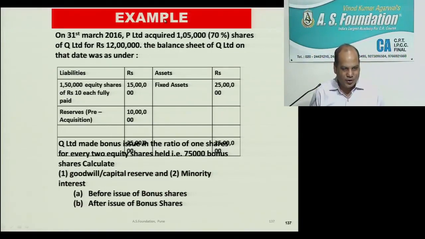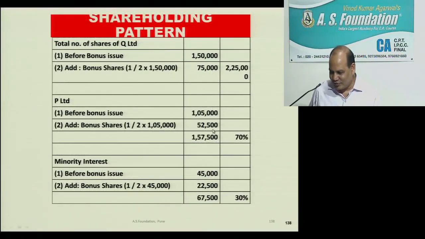What should be done? Homework or class work? Class work. How many shares were purchased by P Limited? 1,05,000. How many bonus shares are they going to receive? Of the 75,000, the entire amount holding will not receive. They will receive their share. 52,500? Seems to be right. So first you prepare this working note.